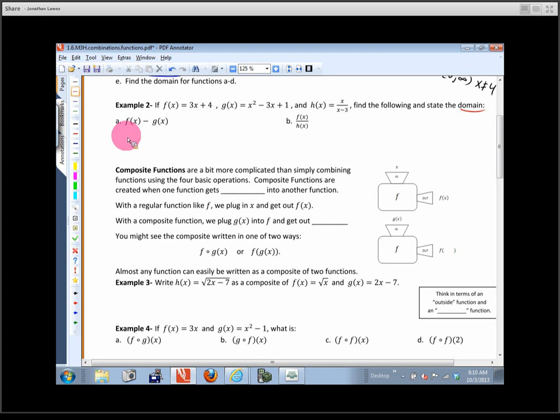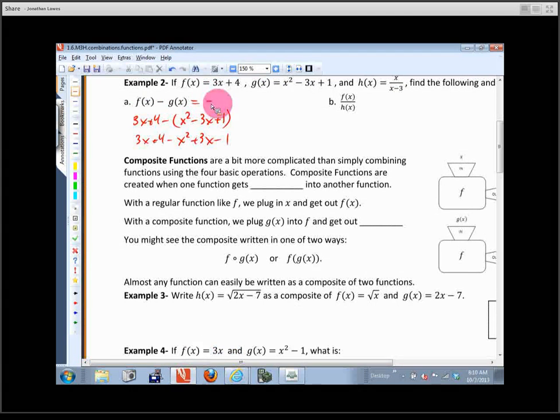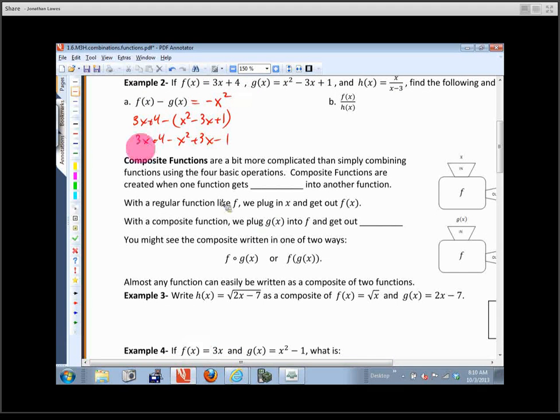So this is going to be 3x plus 4 minus, and I'd be careful with that, x squared minus 3x plus 1. If you can do the work and just write down what it is, this is 3x plus 4 minus x squared plus 3x minus 1. We're just distributing through and collecting like terms, right? So I've got a minus x squared. I've got a 3x and a 3x, so that's going to be 6x. And then I've got a 4 minus a 1, so that's going to be plus 3. So this right here is what we get when we put the two of those together.